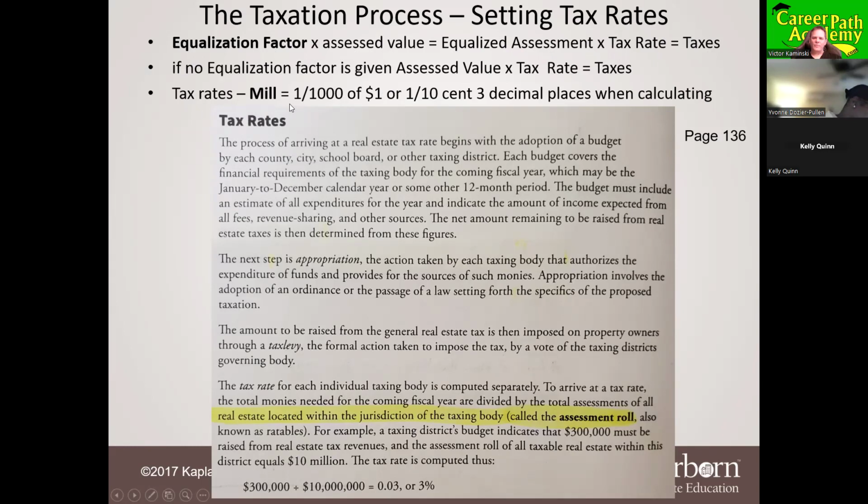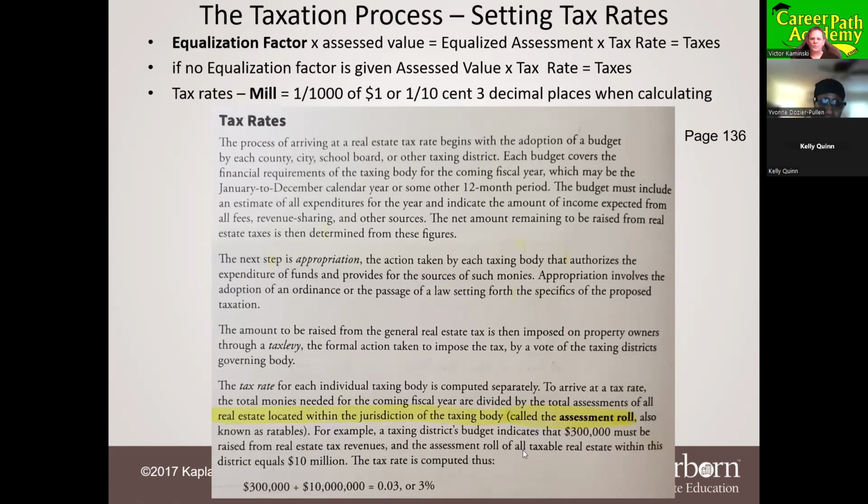A mill or a mill rate, that's how they calculate the taxes. They use these mill rates. You need to know what a mill is. It's 1/1000th of a dollar or a tenth of a cent. We're going to highlight that somewhere in just a moment.